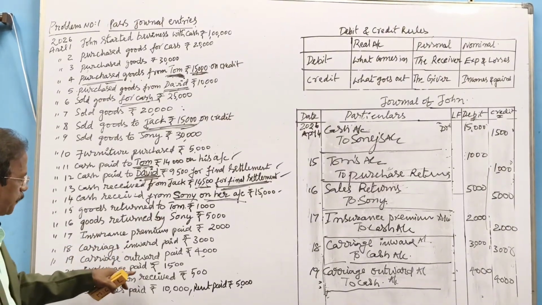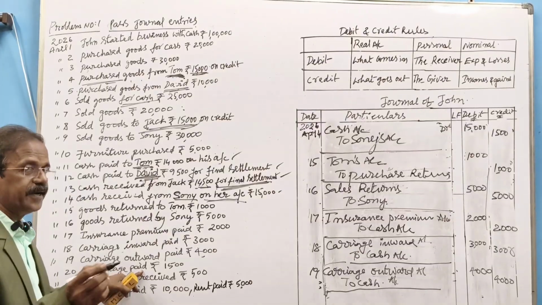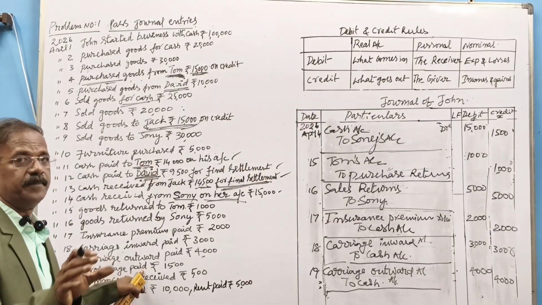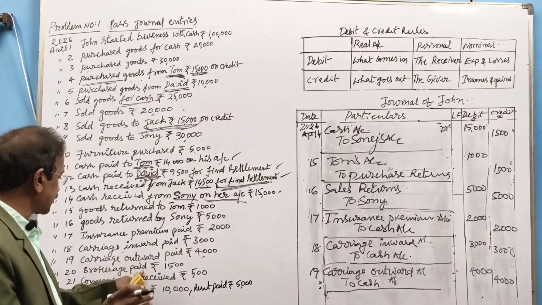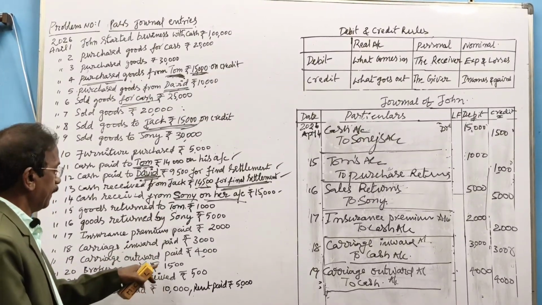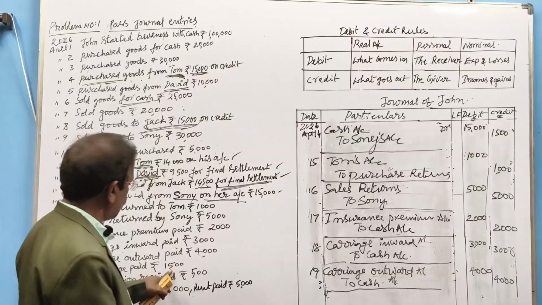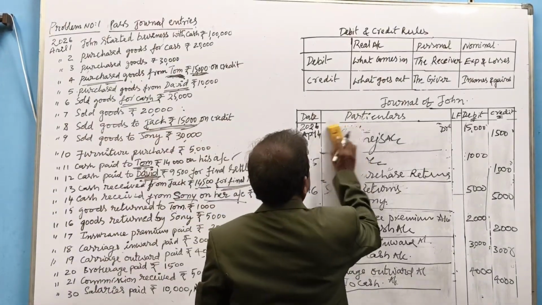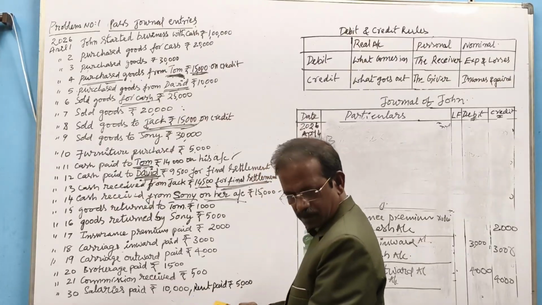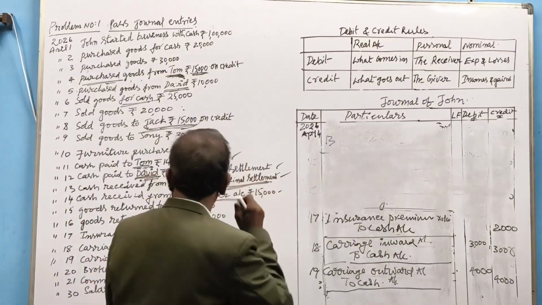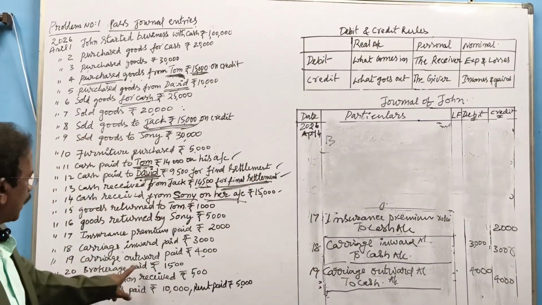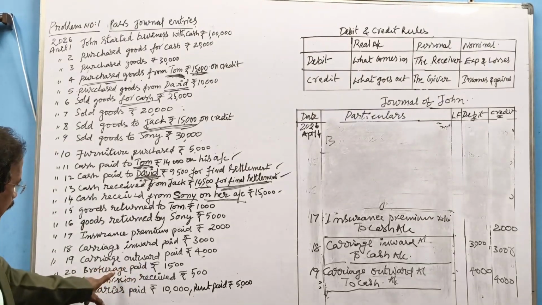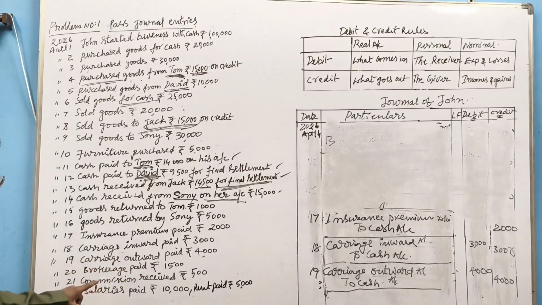Now, brokerage paid. Brokerage means mediator fees. For connecting the people, some mediators will be there. So for that, brokerage is paid. This is also expense. So this brokerage account is to be debited. Okay, ink is over. Now, here brokerage account is debited. Brokerage account debit to cash account.